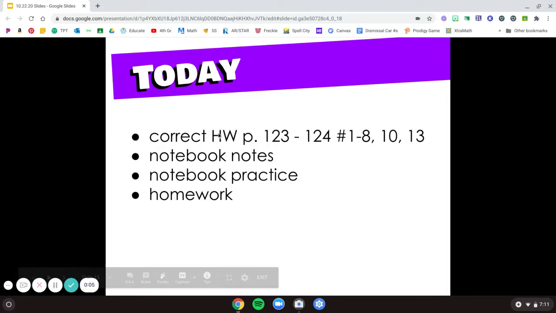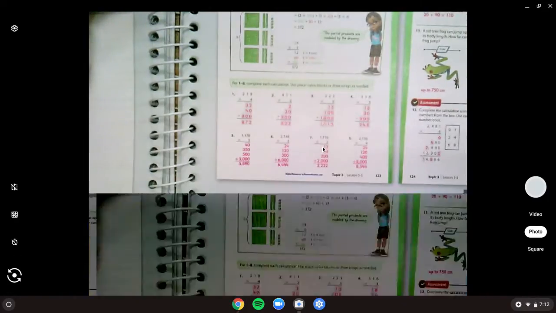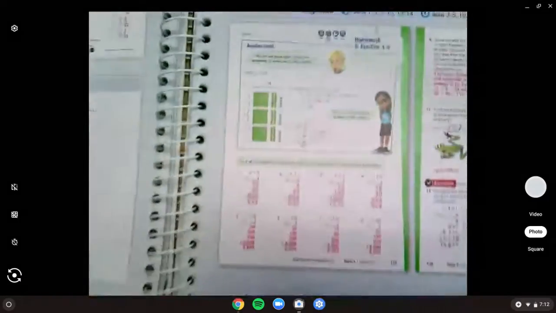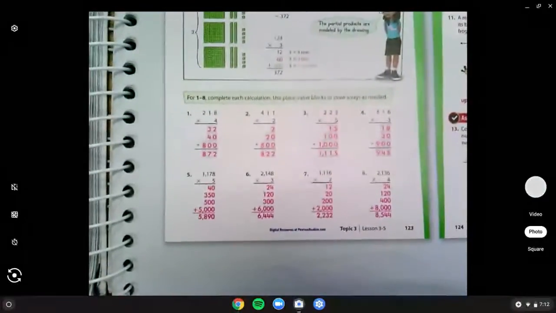Today we're going to start by looking over our homework. We'll do the note side, then the practice side, and then homework. So let's get our homework open to pages 123 and 124. And let's take a look.